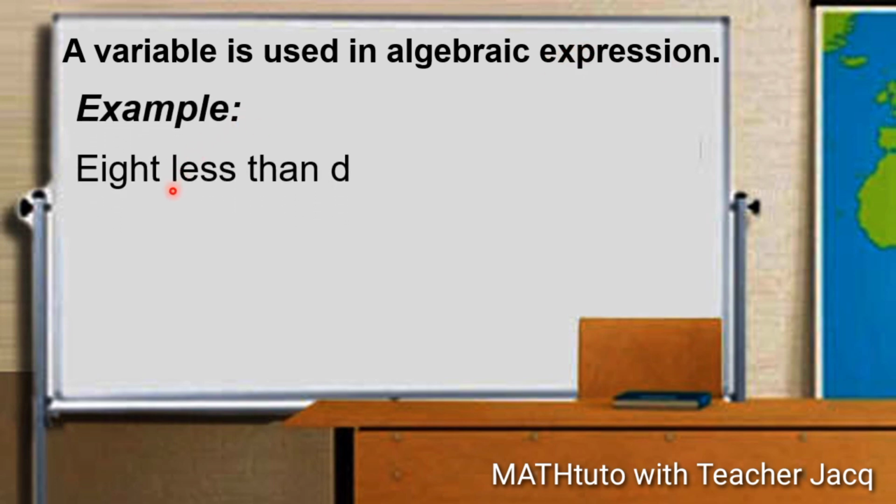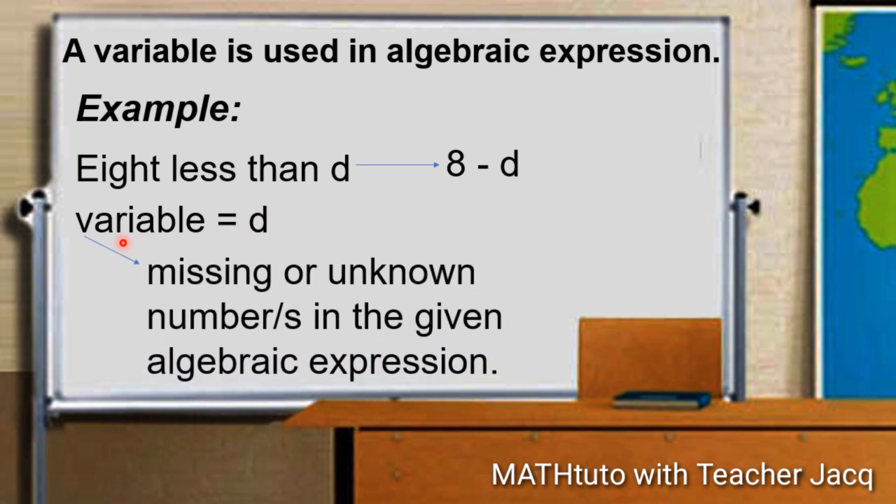So let's have our example of a word phrase. We have 8 less than D. So the algebraic expression for 8 less than D is D - 8. So baka nagtataka kayo, ma'am, bakit minus? Because of the word phrase less than. Less than is associated with the symbol minus or subtraction. So our variable for 8 less than D is the letter D. Again, variable means the missing or unknown number in the given algebraic expression.